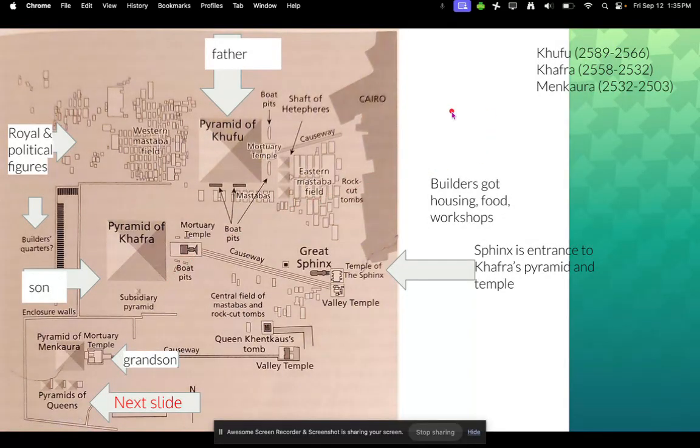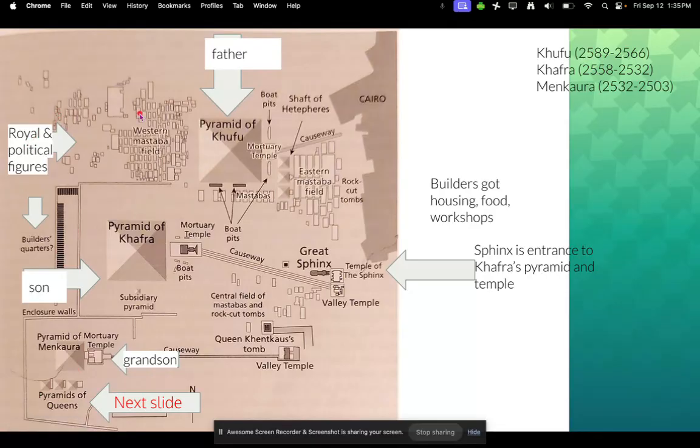All right, so there are a lot of things to notice. The Pyramid of Khufu, that's one of the big ones. That would be the father, and Khafra is the son. And then Menkaura would be the grandson. You'll also see there's three tiny pyramids over here, which are the Pyramids of the Queens. I'll show you a picture of that in the next slide. Those were for three of Menkaura's favorite queens. They got their own little pyramids to go with it.